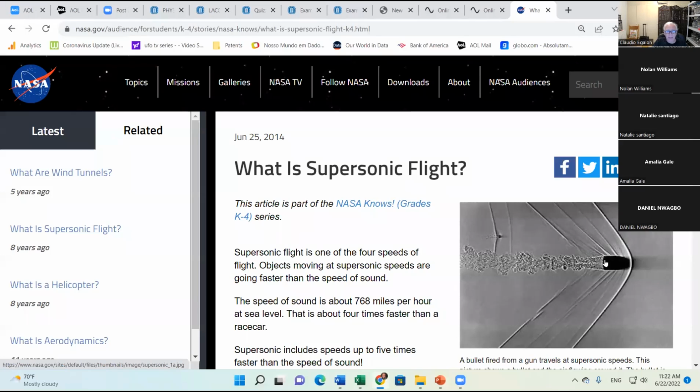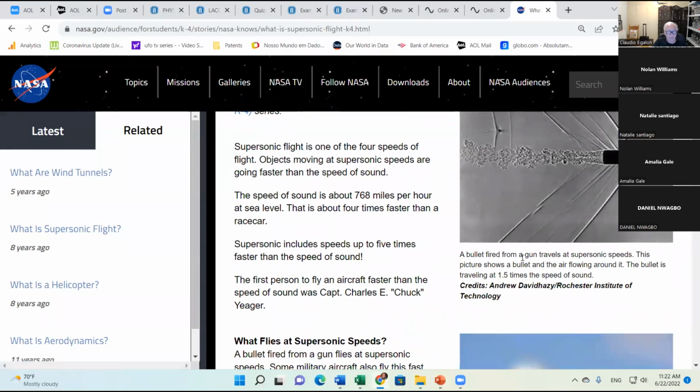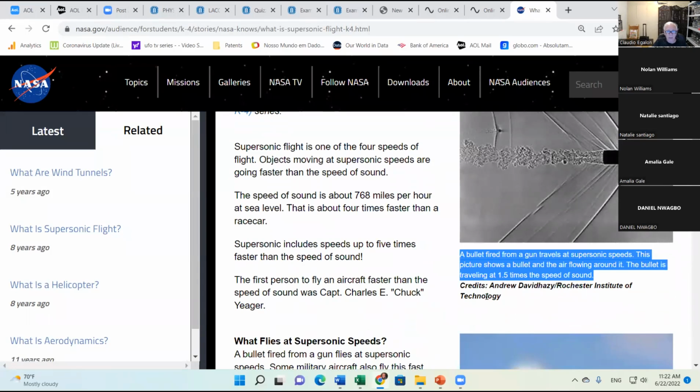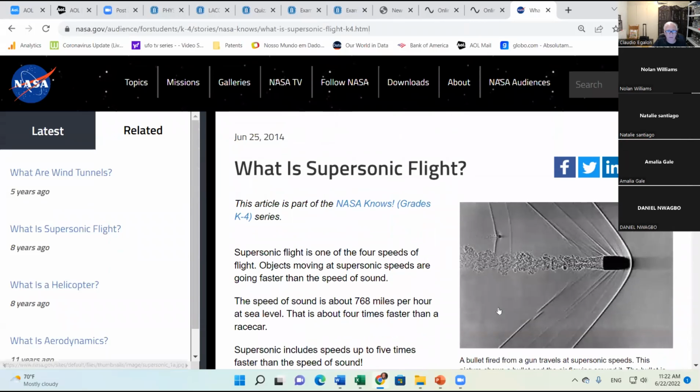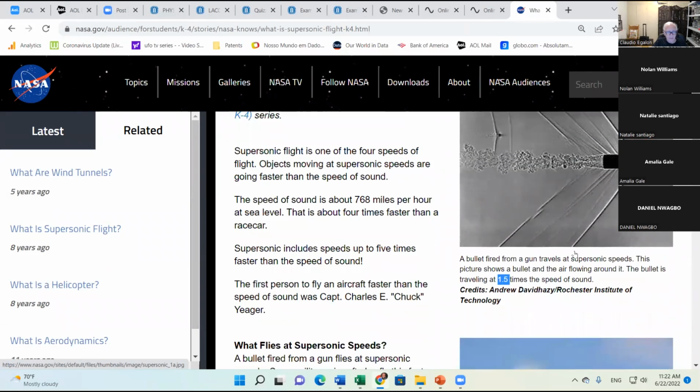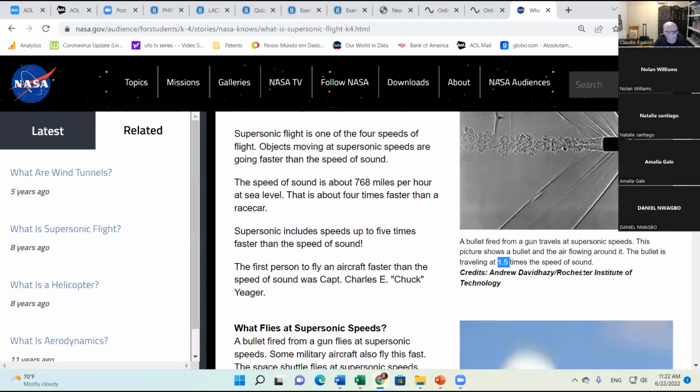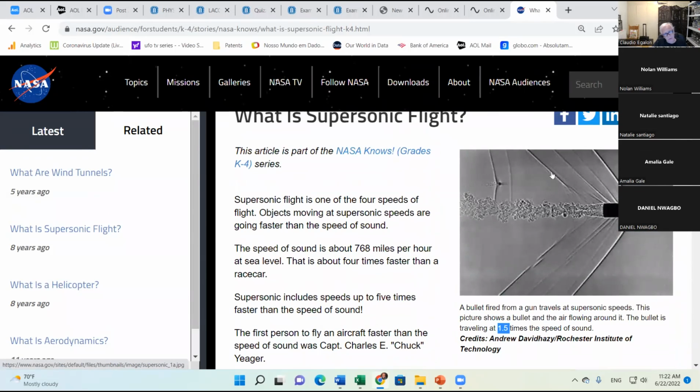If you measure this angle right here, you can determine the speed of this bullet. Okay, bullets fired from a gun travel at supersonic speeds. This case is 1.5 times the speed of sound. So this sine of theta here is 1 divided by 1.5. That's a real picture. Okay, and the faster you go, the steeper this angle is, forming a region of high pressure. That's why we hear the sonic boom.